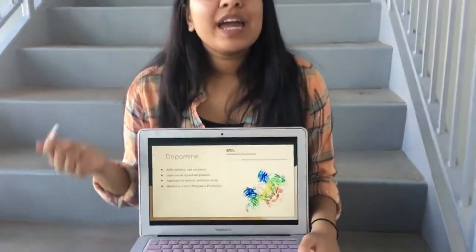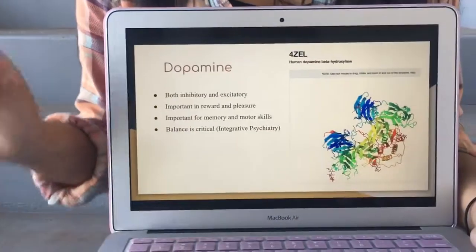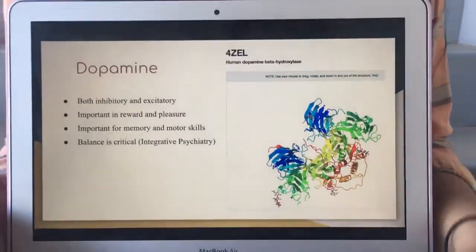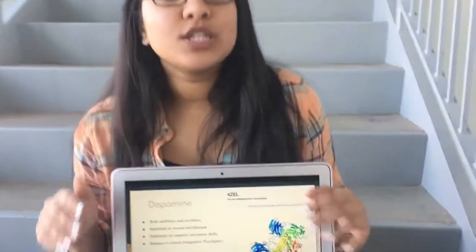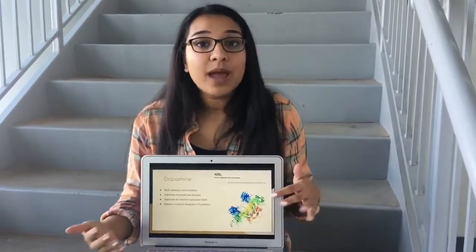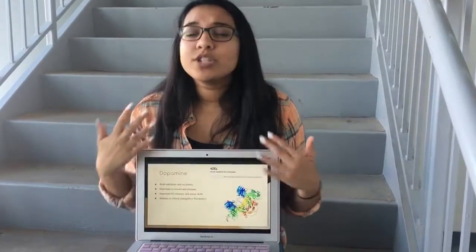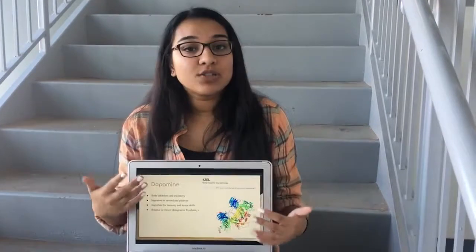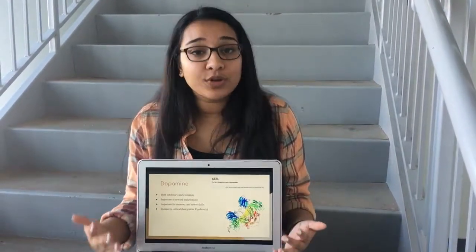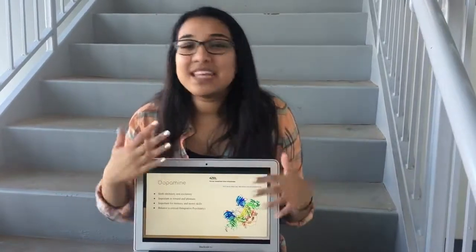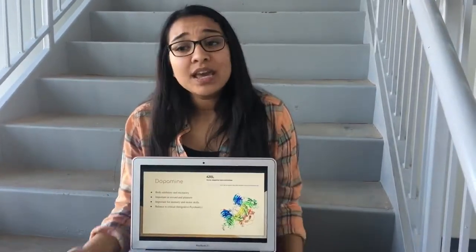Dopamine is both inhibitory and excitatory depending on which receptor it goes to. It's important in reward and pleasure. It's important for memory and motor skills. And balance is very critical when it comes to dopamine levels, because if you have too much dopamine, you get a dopamine storm, and that results in hallucinations, which can lead to schizophrenia. If you have too little dopamine, it results in muscle tremors, and you have no control over your muscles. So that's why people with Parkinson's usually have muscle spasms and are not able to control their tremors.